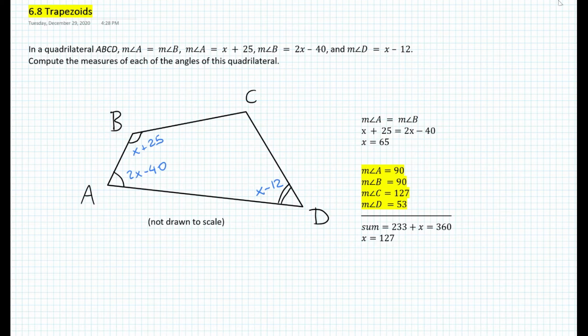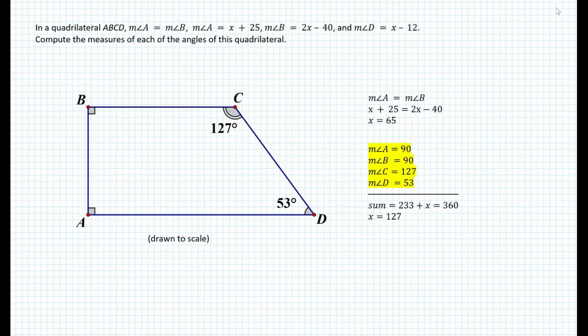Now let's draw it a little more to scale. So we know that the measure of angle A and B are both 90 degrees, okay? So let's draw that in. Okay, so this is now the image that is drawn to scale. As you can see, we have angle A and B both perpendicular, and then we have angle C to be 127 degrees and angle D to be 53 degrees. So what kind of shape is this?